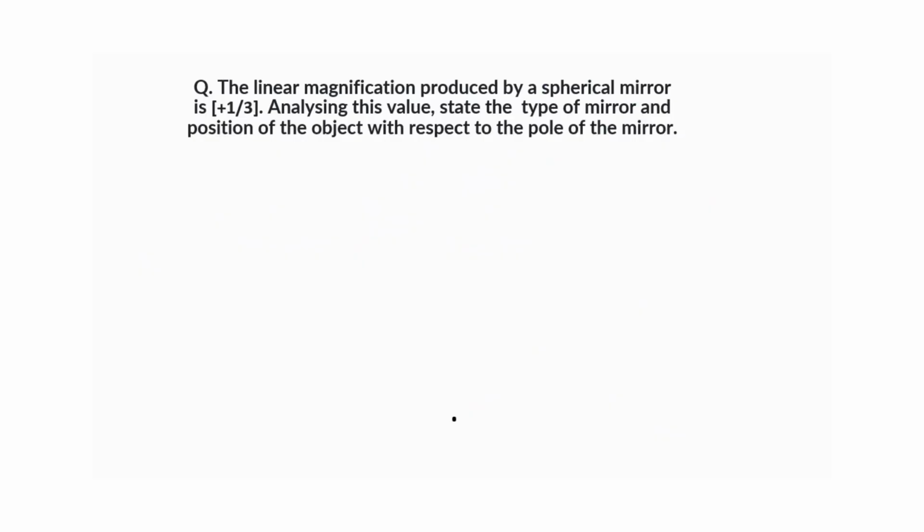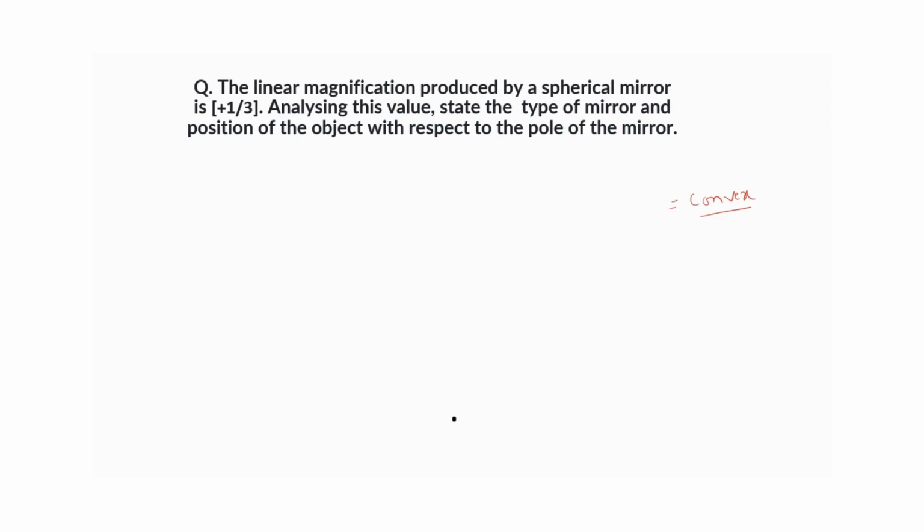Here the question says that the linear magnification produced by a spherical mirror is +1/3. Since the magnification is given as positive, I'm going to consider that the type of mirror used here is of convex nature. Convex type mirror is used here.